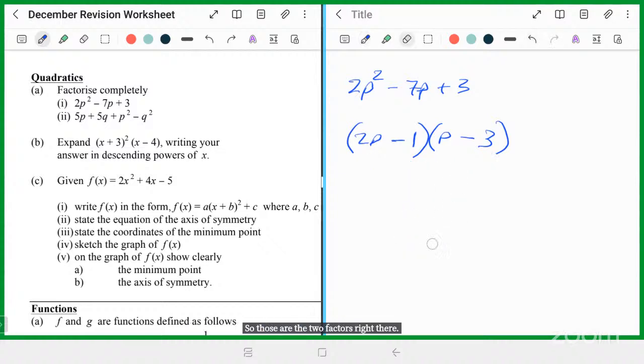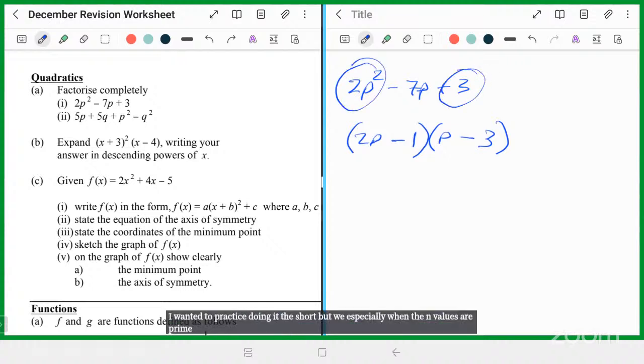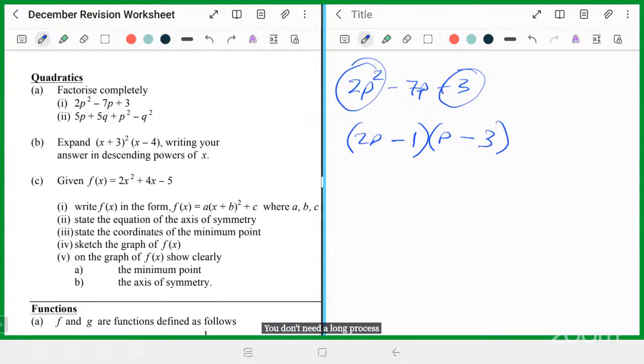I wanted to practice doing it the shortcut way, especially when the end values are prime. You don't need a long process when the end values are prime. The only factors of the 2p squared, as I said, is 2p and p. And the only factors of this 3 is 1 and 3. It's just a matter of where you place them in a bracket. You have to place them in a way such that the far product and the near product gives you this middle term. All right? So those are the two factors. Quick and fast, nice and easy.